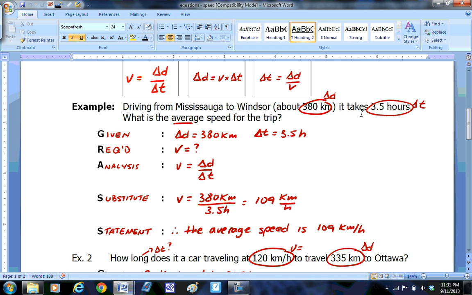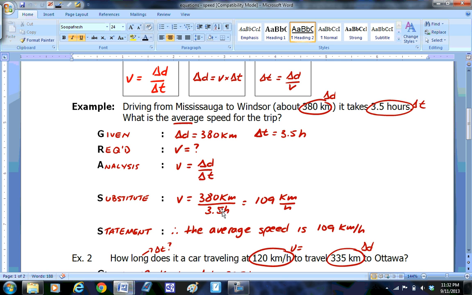I'm going to use my formula symbols, you notice. And I'm trying to figure out speed. So I'm going to put down V equals question mark. That's what I'm trying to find. So I'm going to use my equation, go up here. So speed is equal to distance over time. Write that down. And then I'm going to simply plug numbers in here. So I know my distance is 380. My time is 3.5.